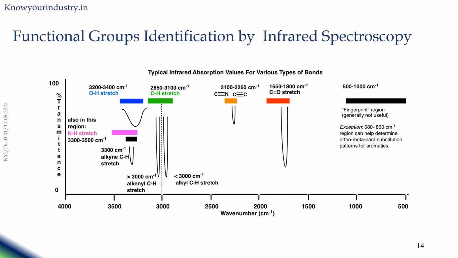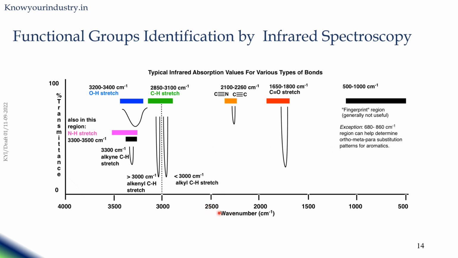Here you can see another representation of how you identify the functional groups using infrared spectroscopy. It is based on the percentage transmission obtained from the spectra and the wave number region on the x-axis. In the 4000 to 3000 cm⁻¹ region, you can see N-H stretch and O-H stretch. From 3500 to 3000, you can see alkyne C-H stretch and alkenyl C-H stretch. Also around 2850 to 3100, you can see C-H stretch.